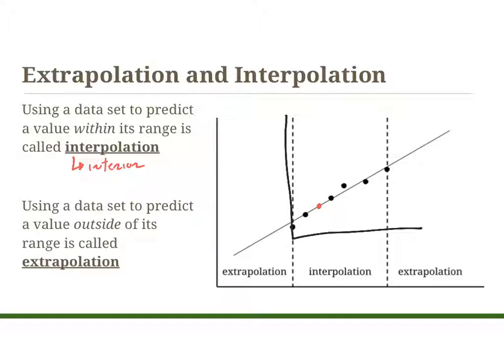And then extrapolation would be trying to identify maybe a spot out here beyond the scope of the graph, or maybe over here beyond the scope of the graph. So we could think of that as exterior. Okay, so we're going to use the concepts of interpolation and extrapolation to go ahead and calculate values today.